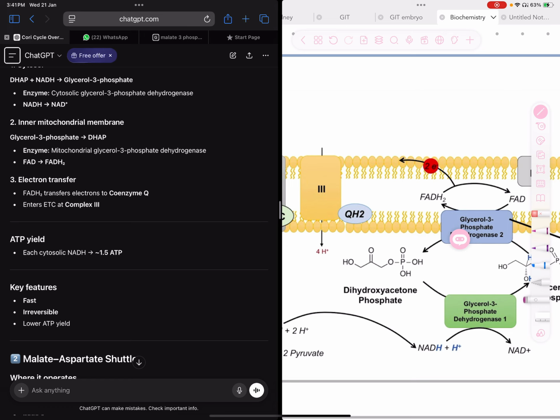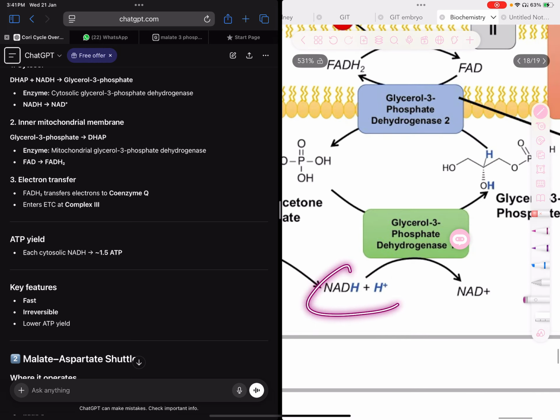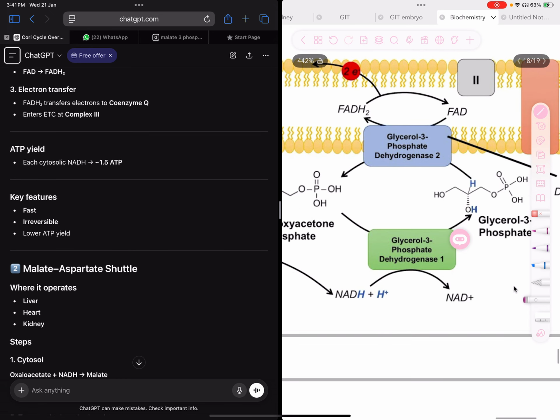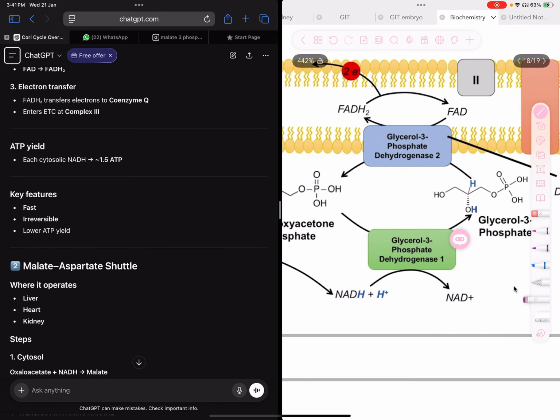The ATP yield is that each cytosolic NADH gives you 1.5 ATP. So basically 1.5 ATP was used right here. Now, another key feature is that it is a very fast, irreversible, and lower ATP yield reaction.